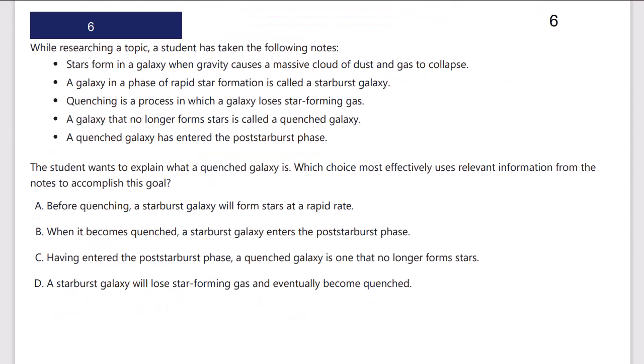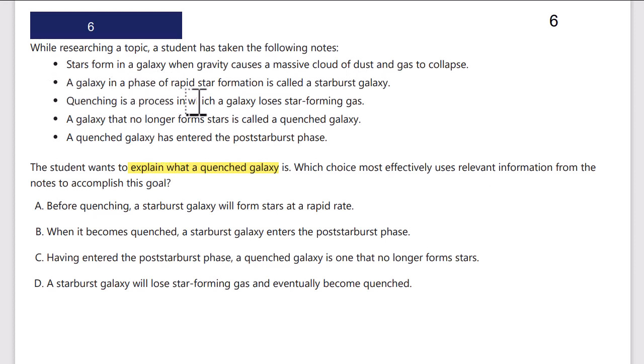Number 6. A student wants to explain what a quenched galaxy is. Okay, so somewhere it's going to define a quenched galaxy, and we're going to need the bullet points that help explain it. So let's take a look. Stars form in a galaxy when gravity causes a massive cloud of dust and gas to collapse. A galaxy in a phase of rapid star formation is called a starburst galaxy. Okay, not yet to the point of what is a quenched galaxy.